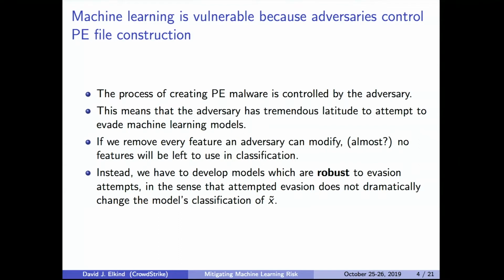Why do we want to do this? Well, adversaries make the malware, and they're not going to be nice about it. So everything that they can do to a PE file is under their control. We don't want to cede that terrain to them, so we need a way to be more robust. If we remove every feature the adversary can modify, then we're left with pretty much nothing, maybe almost nothing, right? Because every element of the file is under control. So we have to make models that are smarter and models that are robust even if they're under attack.